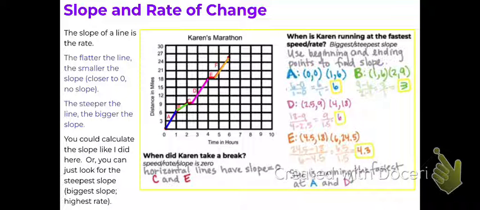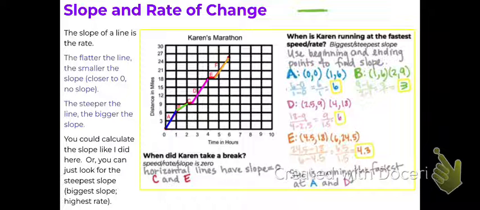So I can look at it and see, when did she take a break? When is her slope 0? It's 0 when it's flat. Think of slope as steepness. So here at C, it's flat. She's taking a break at that time. At E, it's flat. She's taking a break at that time. Her speed, her rate is 0.